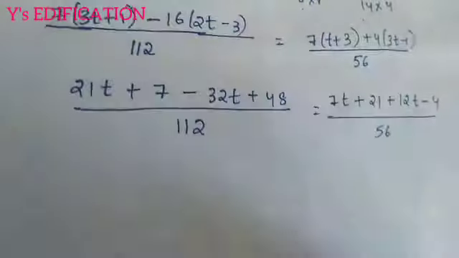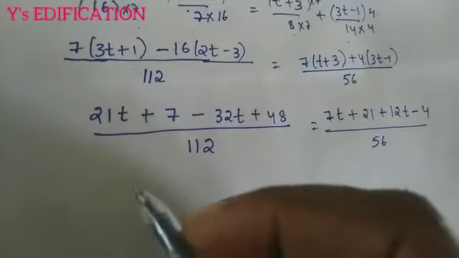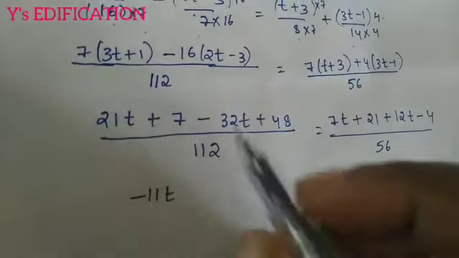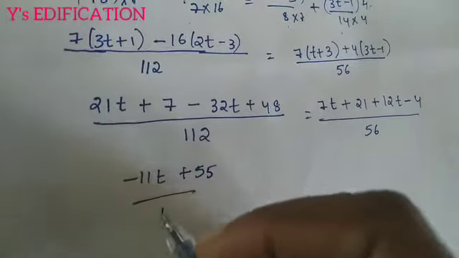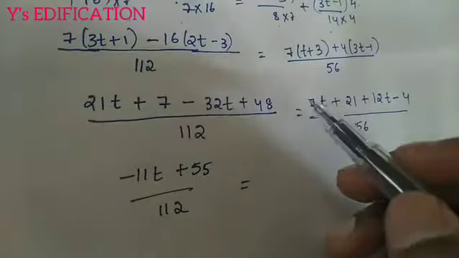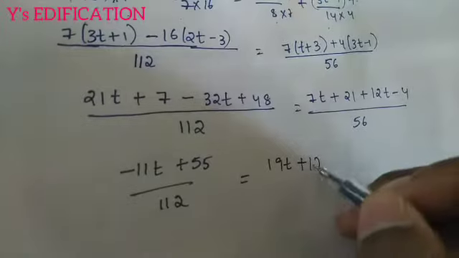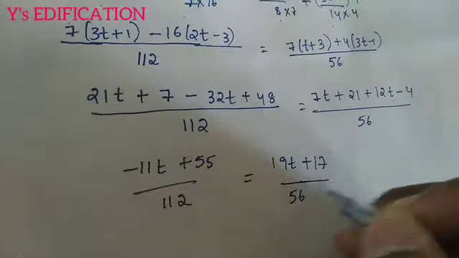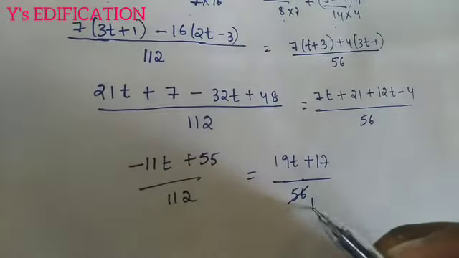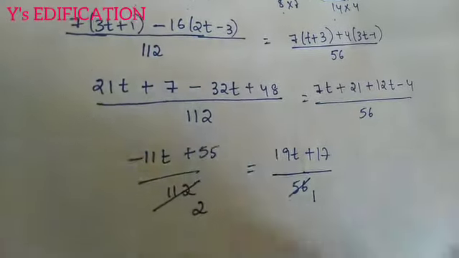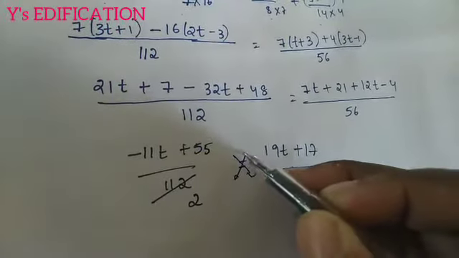Okay. Now, so 21t minus 32t is minus 11t. 7 plus 48 is 55 by 112 is equal to 21t plus 12t is 33t. 21 minus 4 is 17 by 56. Okay. Now, we can cancel these denominators. 56 into 1, 56 into 2. Okay. So now after cancellation, do the cross multiplication.